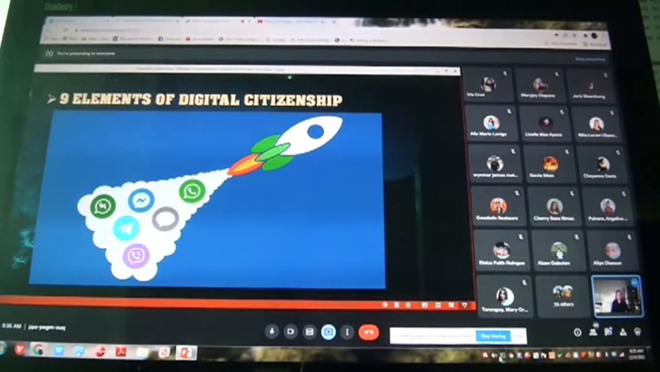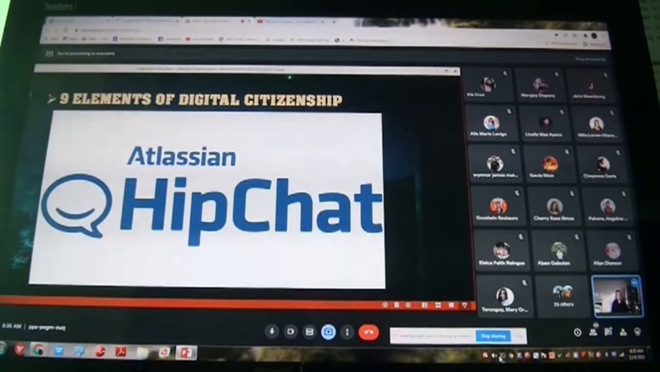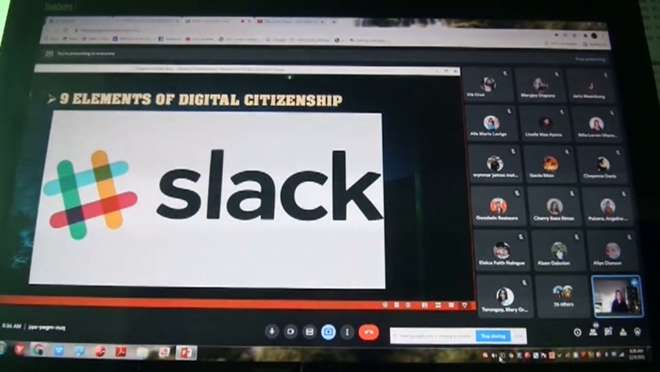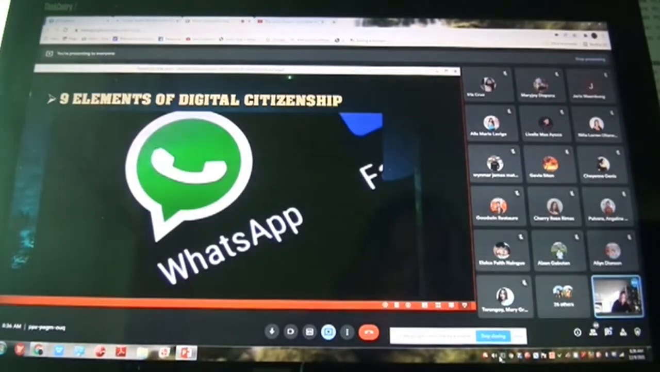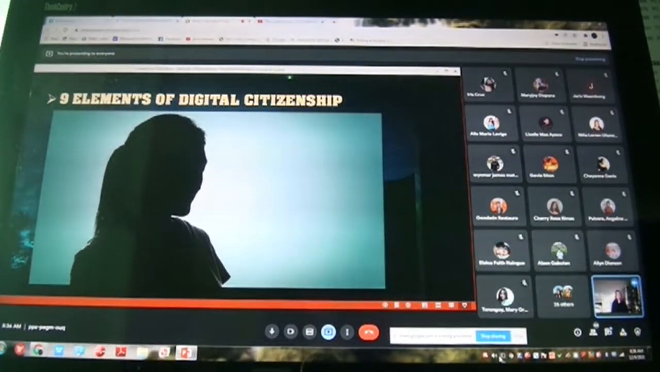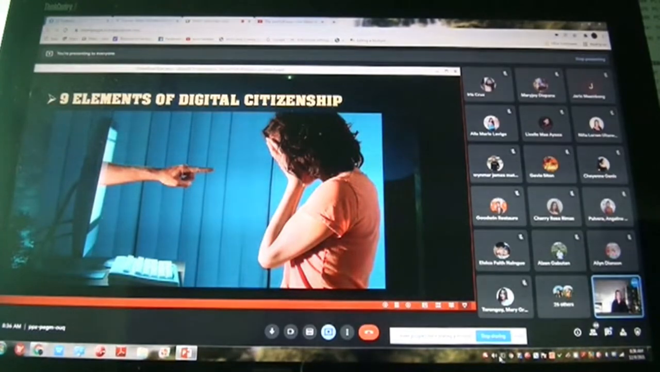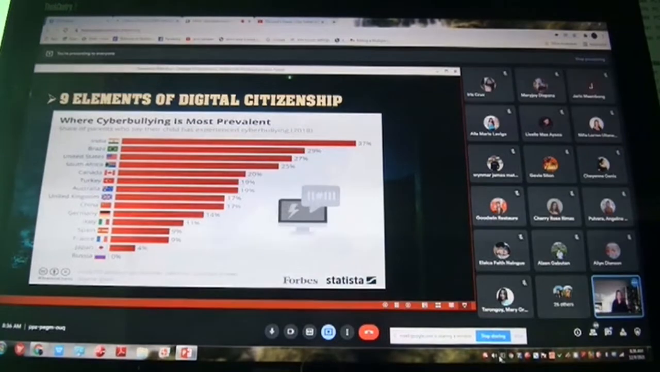Corporately, most communication is exchanged by email or dedicated office communication apps like HipChat or Slack. Socially though, the most common communication platforms worldwide are WhatsApp and Facebook Messenger, with the majority of South Africans preferring WhatsApp. Digital communication also allows for relative anonymity, however, and thus can encourage poor behavior, including cyberbullying. According to a study done by Forbes, South Africa has the fourth highest rate of cyberbullying, with 25% of children reporting that they have been cyberbullied to their parents.